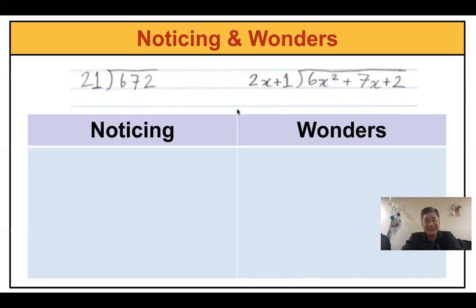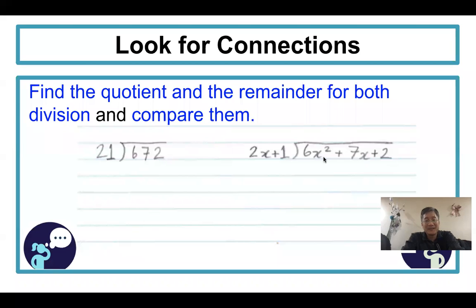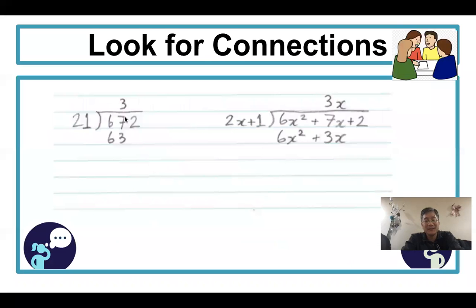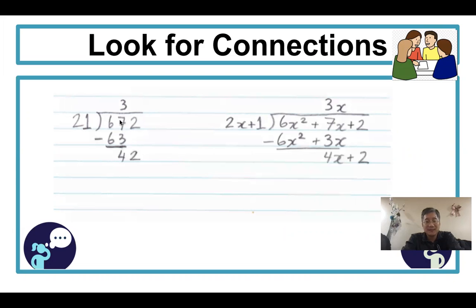So can you divide both? Then you can see what's going on there, right? So let's try together. We are going to divide these at the same time. How many 21s go here? 3, right? 3 of them. So 63. How many 2x go here? 3x. So 2x times 3x is 6x squared. And then you multiply 1 times 3x, which is 3x. Then what do we do? We subtract. 7 minus 3 is 4, and bring the 2 down. 7x minus 3x is 4x, and bring the 2 down. 42, and 4x plus 2.